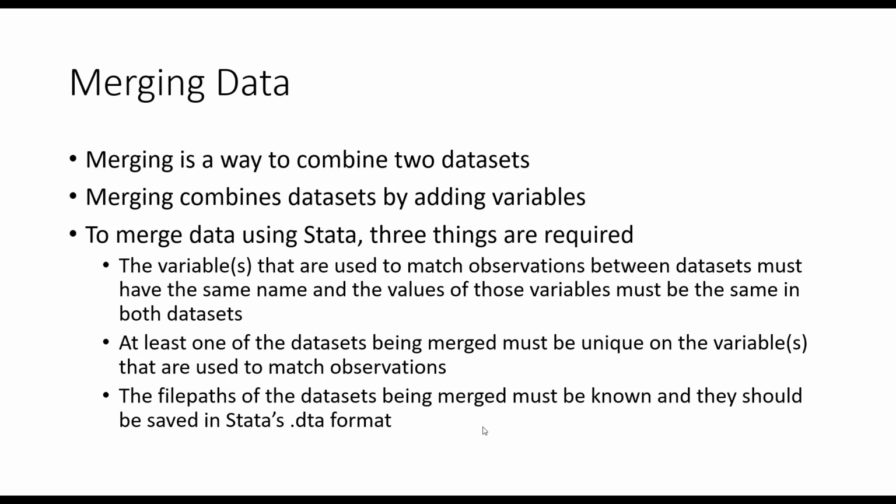The second thing is that at least one of the data sets being merged, again, you'll have two data sets that you want to combine, at least one of them has to be unique on the variables that are used to match observations. Again, it could be one variable, or it could be two. But at least one of the data sets has to be unique on that. Meaning if you're using, say, a student ID number, one data set can have the same student ID number appear on multiple lines, but the other data set has to be structured so that each student ID number only appears once. So one of those data sets has to be unique.